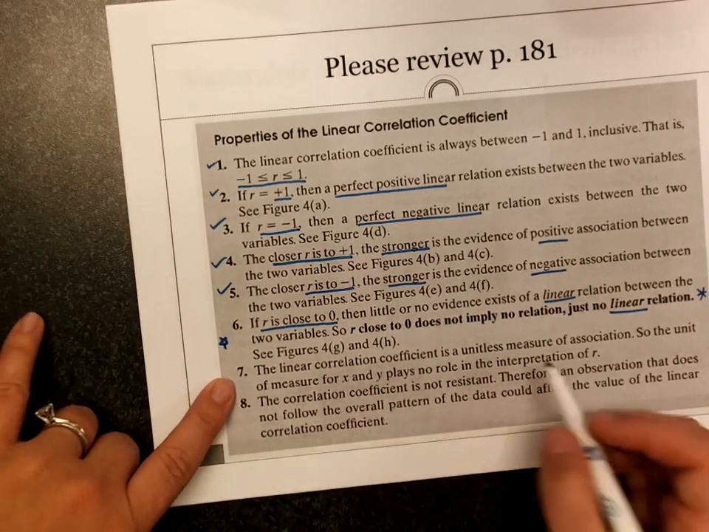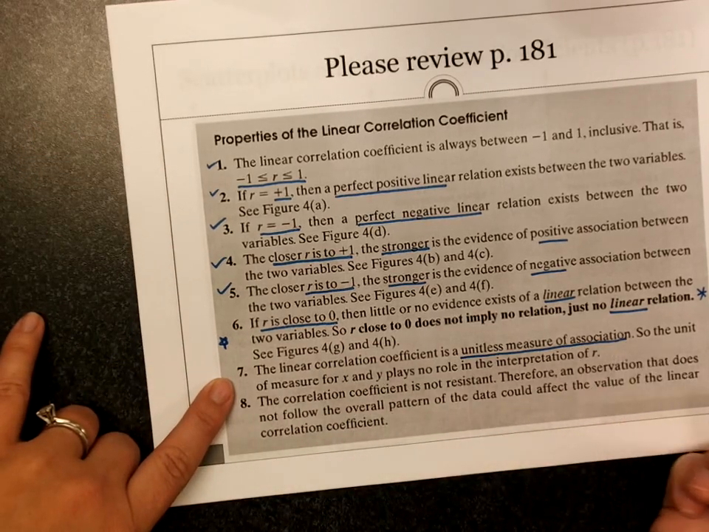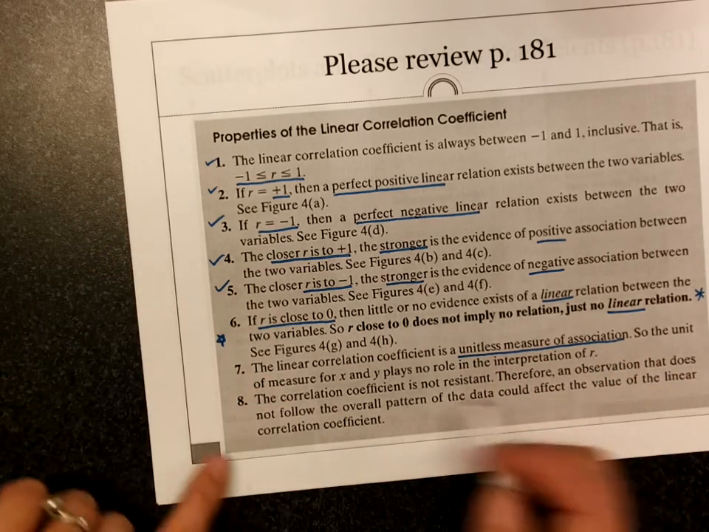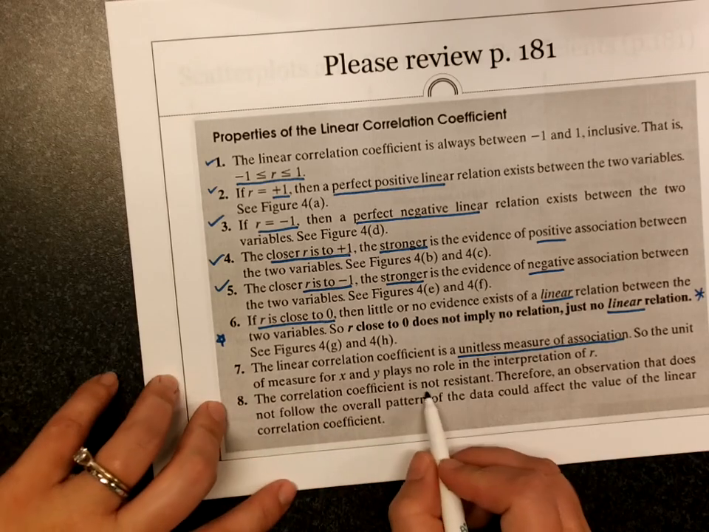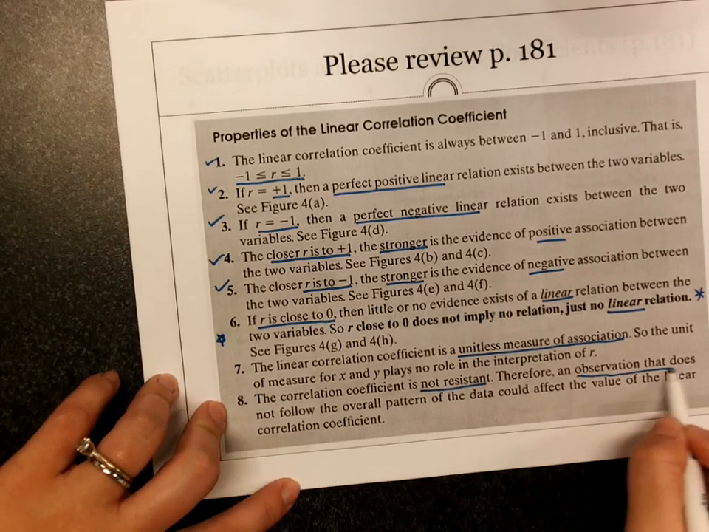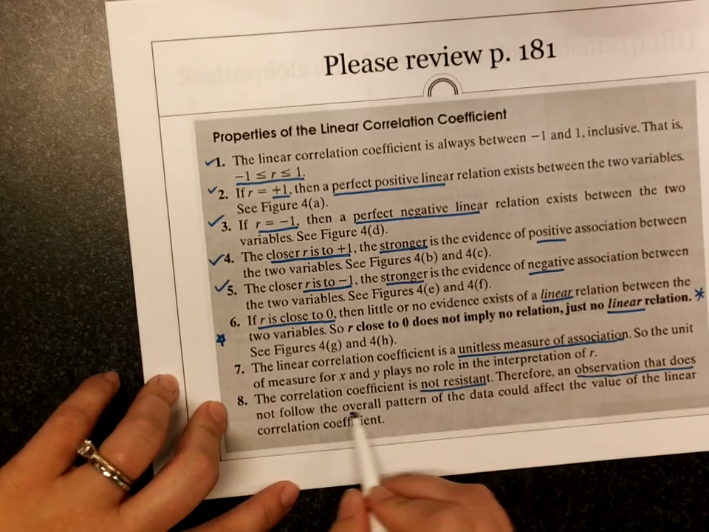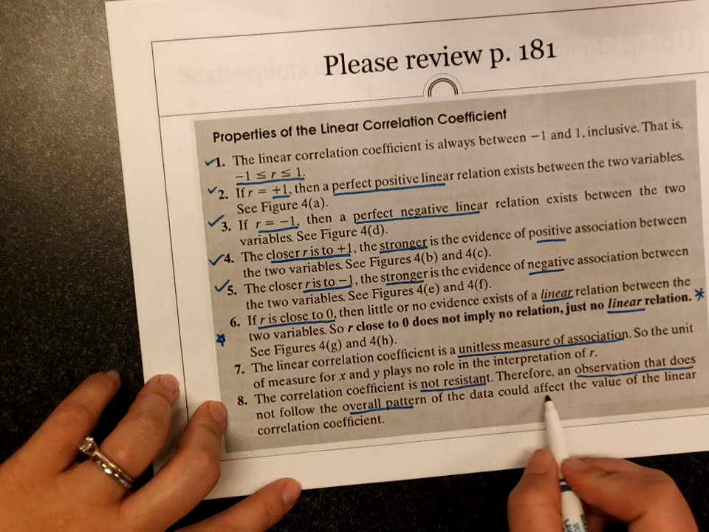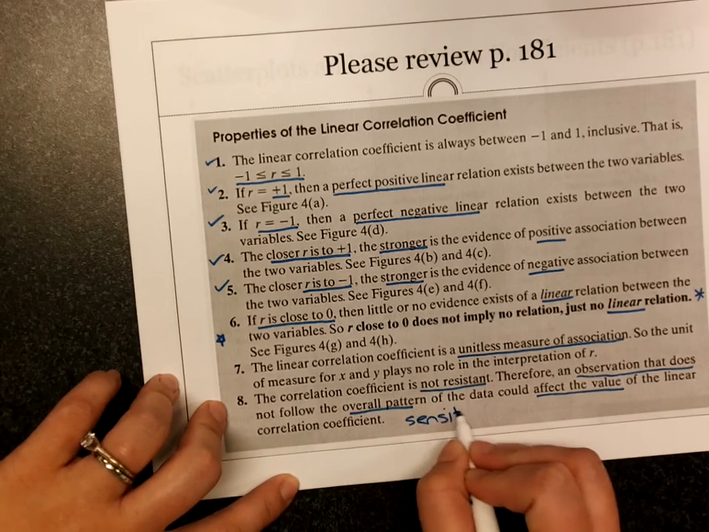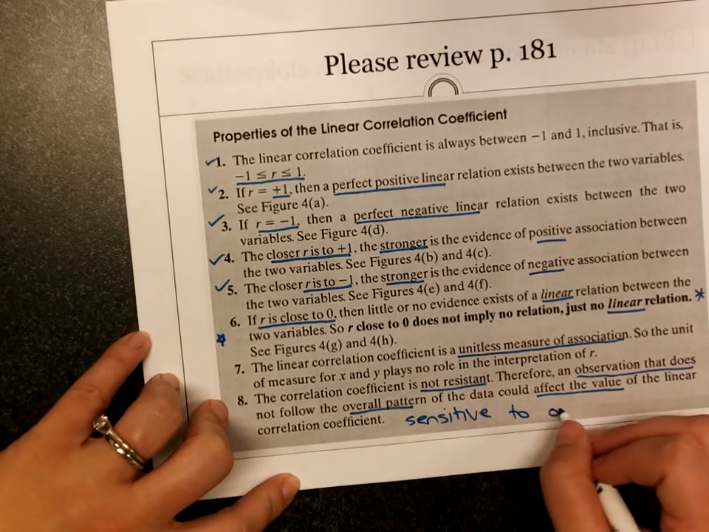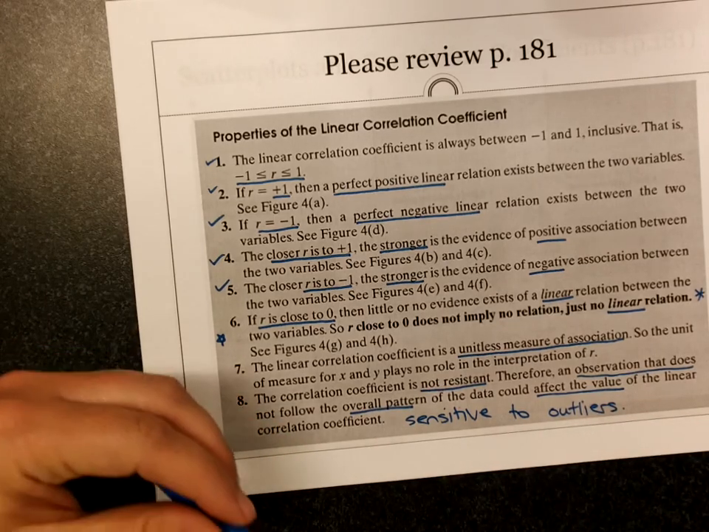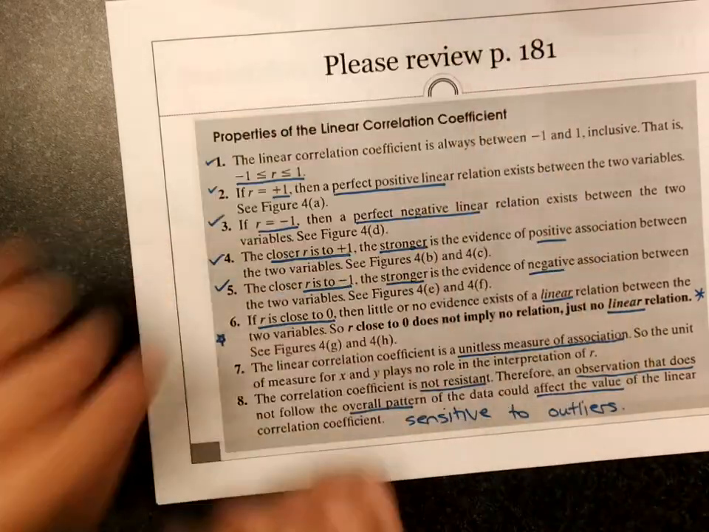The linear correlation coefficient is a unitless measure of association. So it doesn't matter what we're measuring or how we're measuring it. The R value is just a number. Then the correlation coefficient is not resistant. We discussed resistance in chapter 3. So an observation that falls way off the overall pattern, a big outlier, will change the value of the linear correlation coefficient. So it's sensitive to outliers. All right, so that's summing up all the things about a correlation coefficient.